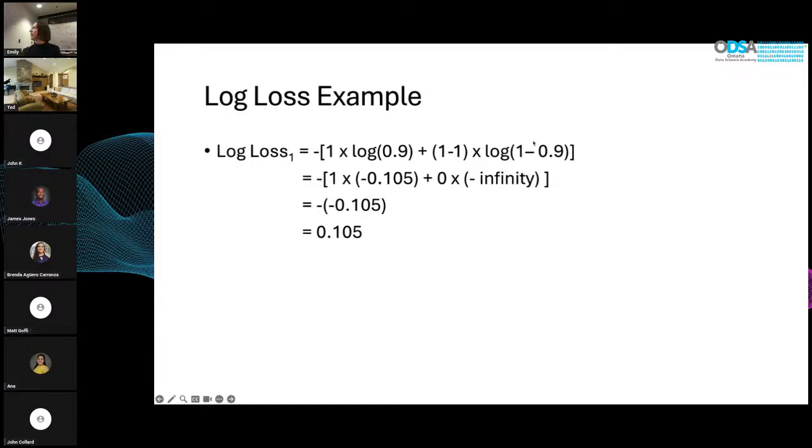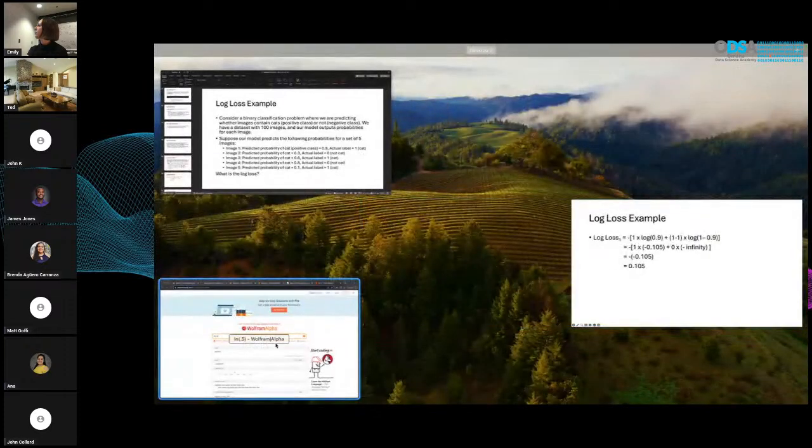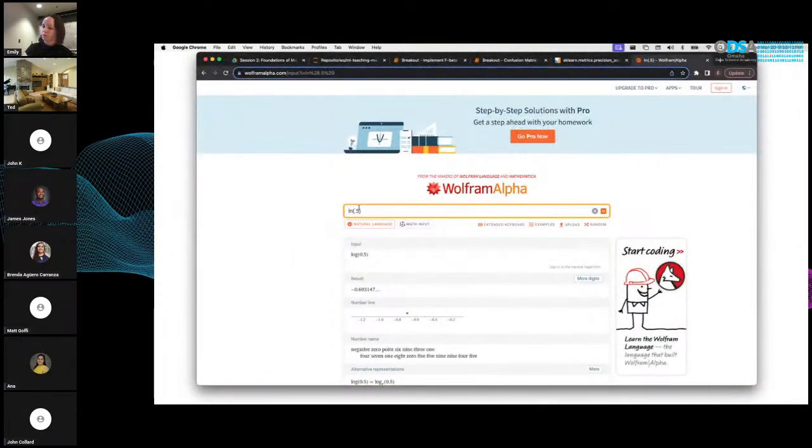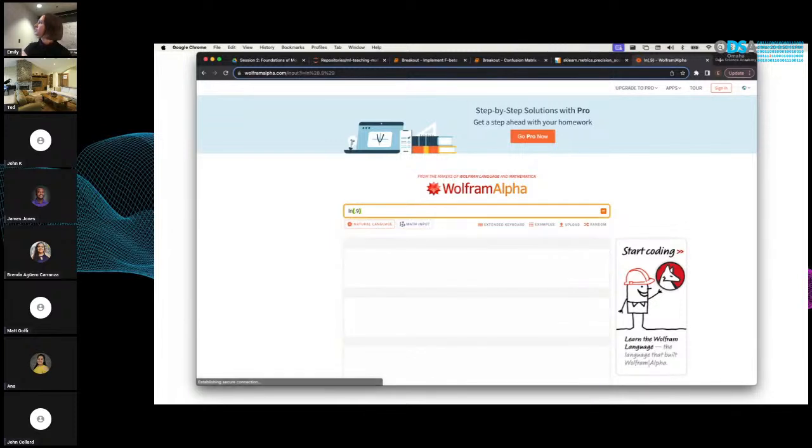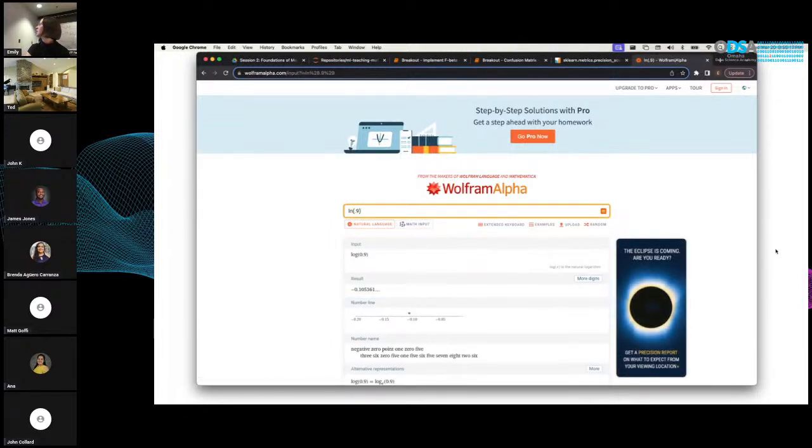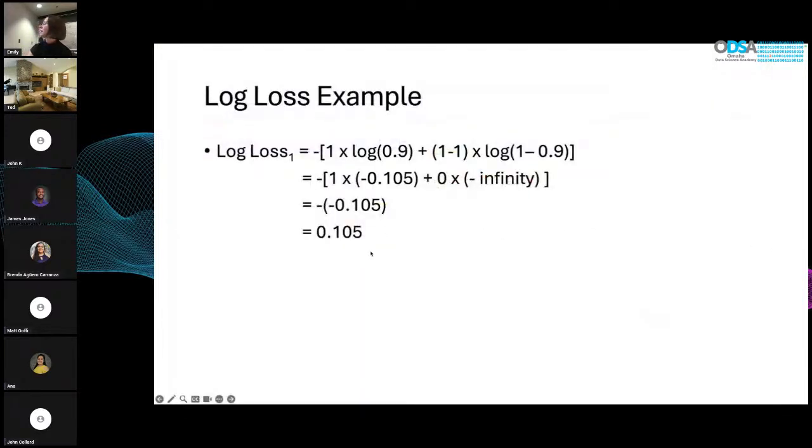Now, you don't even have to calculate this second half. Just scratch that off because 1 minus 1 is 0. So save yourself some time and don't worry about the infinity stuff. So just delete all of that. So 1 times the log of 0.9. So here we go, negative 0.105. And now we have 0.105.